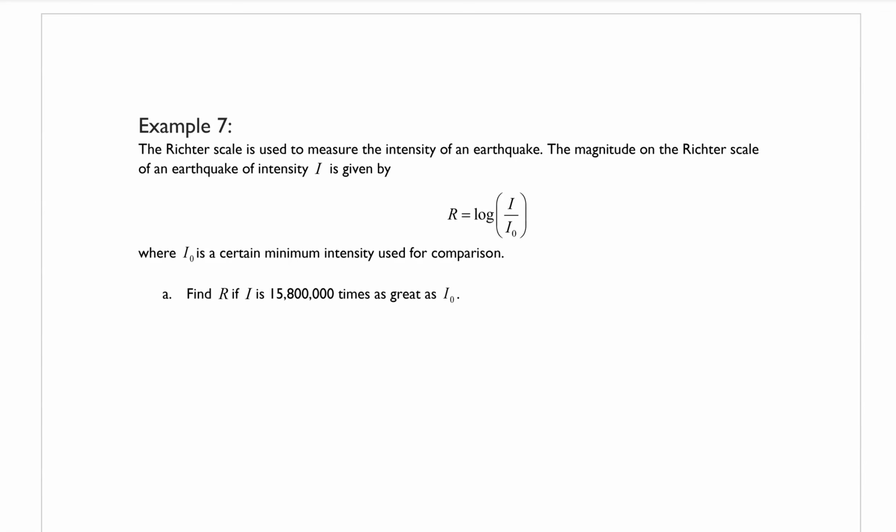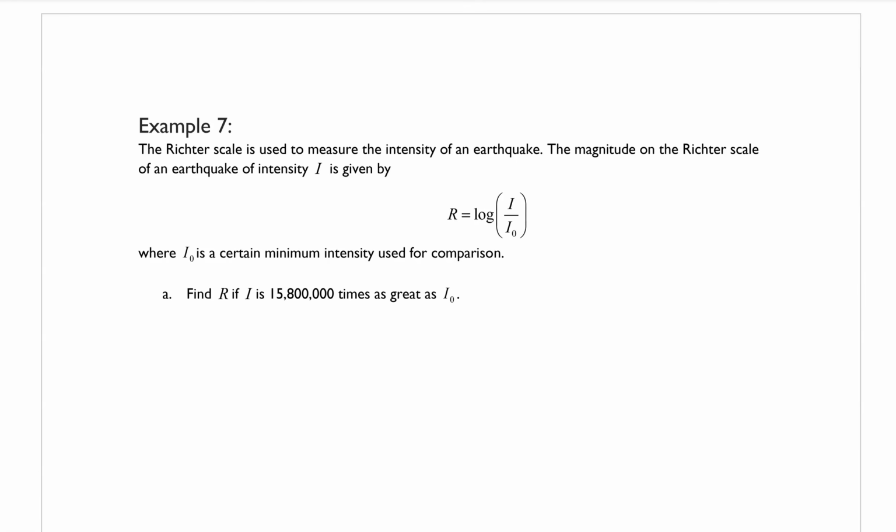Okay, example 7 talks about the Richter scale, and this should be a point of interest for us because we live in the state of Washington and we experience earthquakes from time to time. And scientists are predicting that we're actually going to experience a rather large earthquake in the near future. So this might be something that you might be interested in. The Richter scale is used to measure the intensity of an earthquake. The magnitude on the Richter scale of an earthquake of intensity I is given by that equation where I sub 0 is a certain minimum intensity used for comparison.